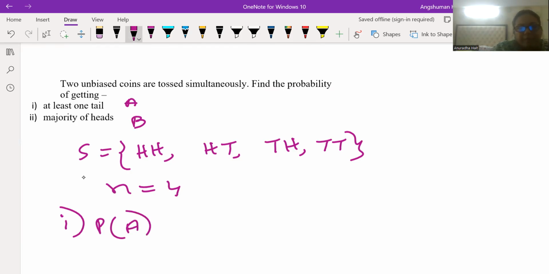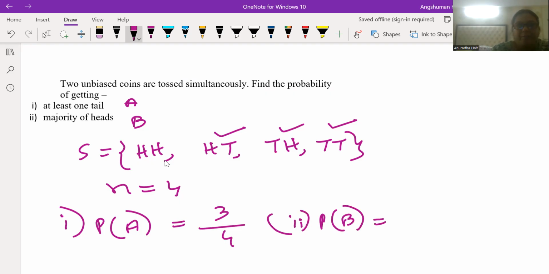So probability of A. At least one tail means what? Minimum one tail is there, either one tail or more than one tail. So what are the cases we are getting? This one, and this one. At least one tail here, two tails here. So how many cases are there? 3 upon 4. So this is the answer of the first question.